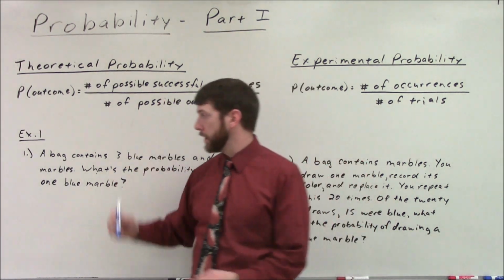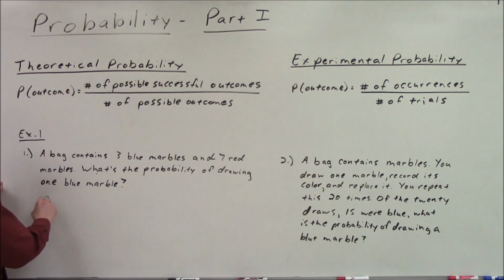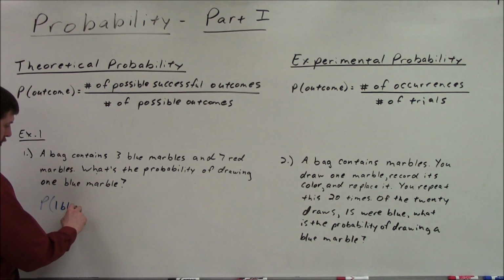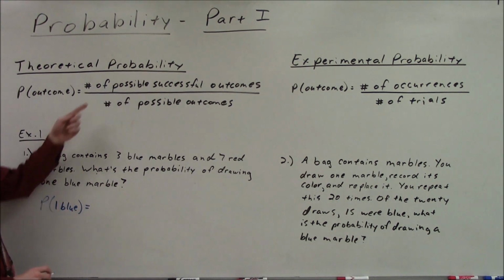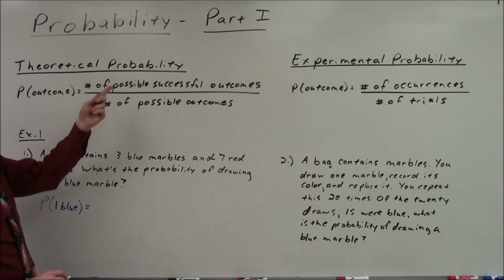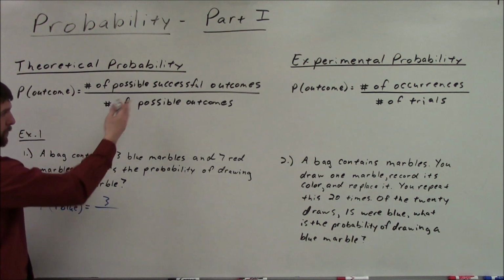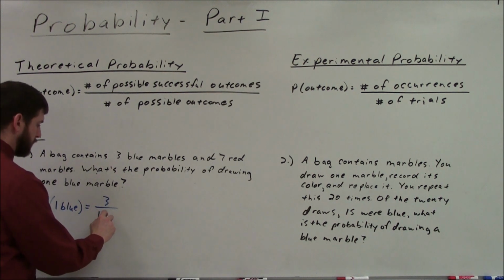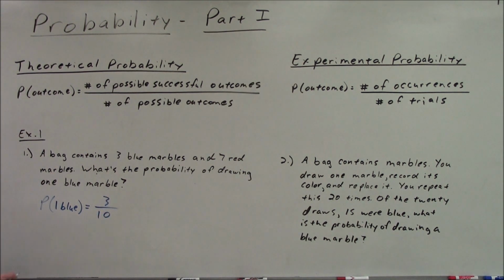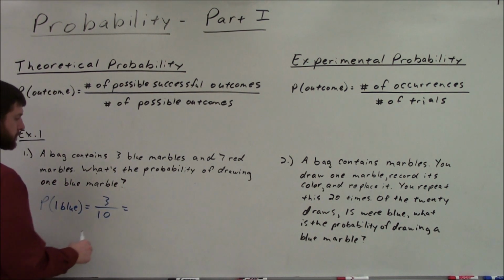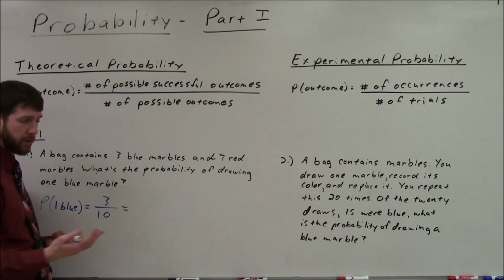So again, probability, and I like to be very specific about what I'm looking for the probability of. The probability of 1 blue is equal to number of successful outcomes. So any of the 3 blues would be a success divided by the number of possible outcomes. Well, there are 10 total possible marbles. So 3 blues divided by 10 possible, and then you just go through and reduce.